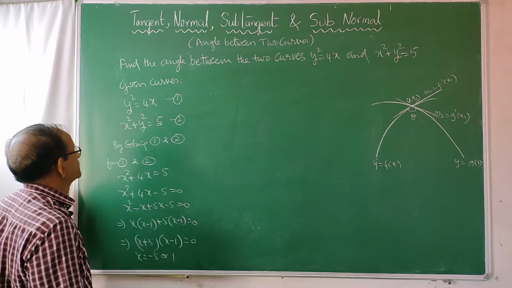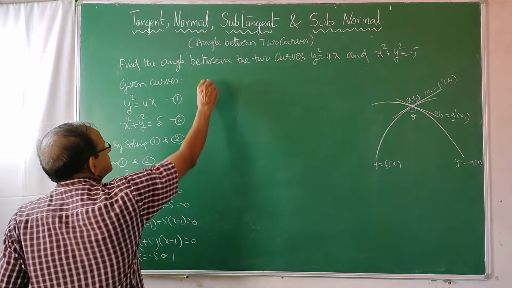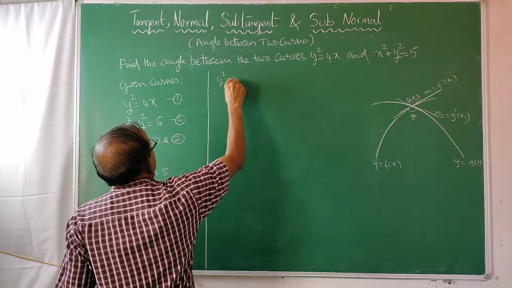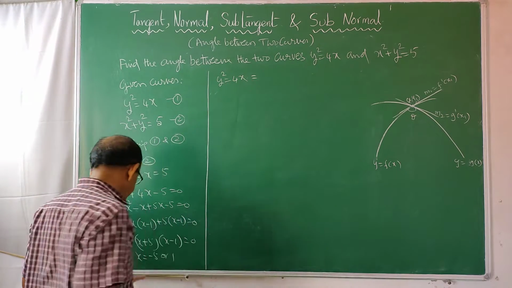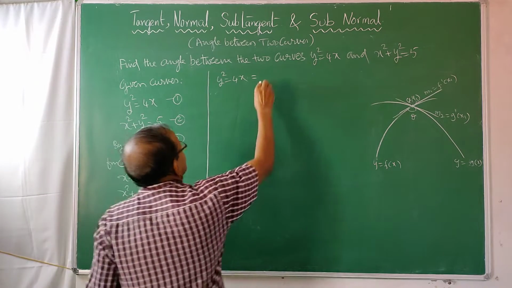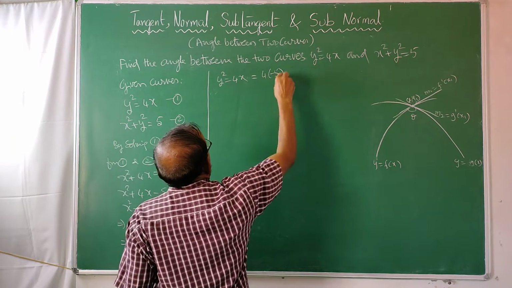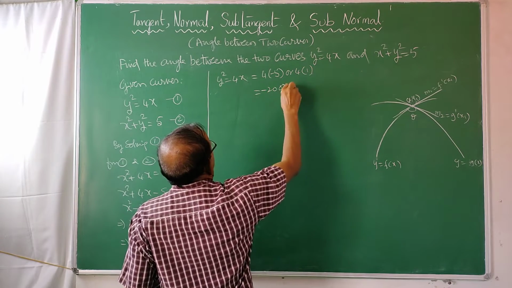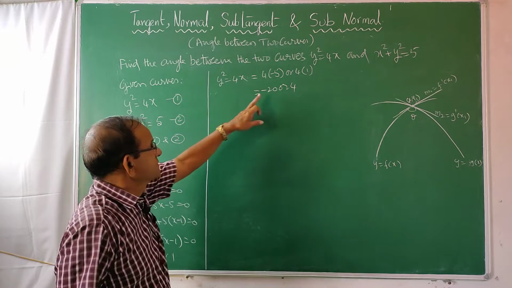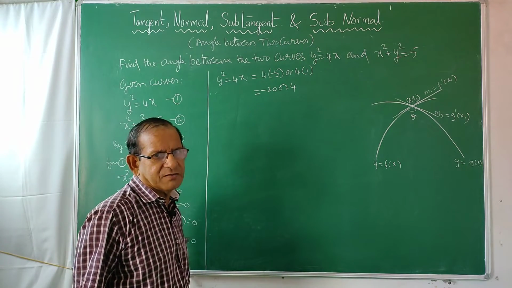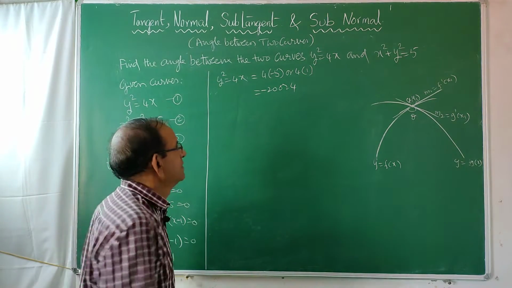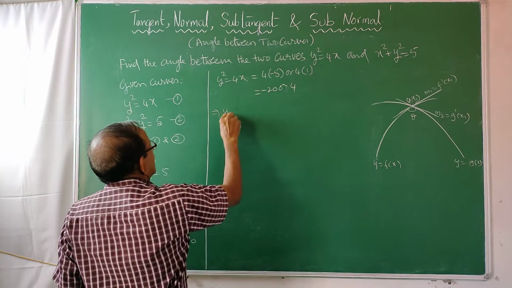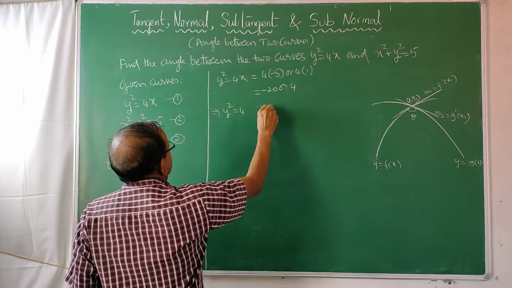What about the y values? From 1, y square is equal to 4x. That is 4 into minus 5 or 4 into 1. So that is minus 20 or 4. But we cannot take y square equal to a negative value; y will become imaginary if you take that value. So for x we have to take only 1, which gives y square equal to 4, because y is a real number.